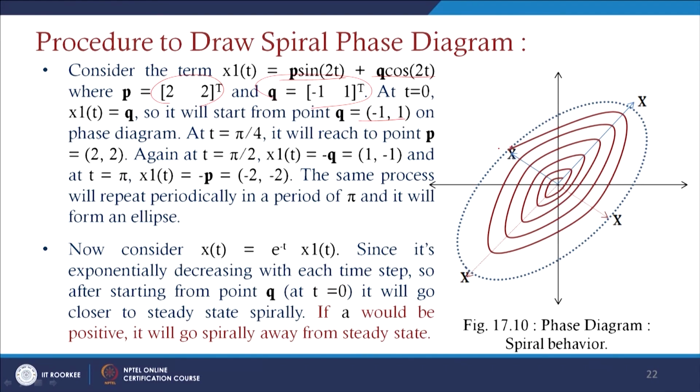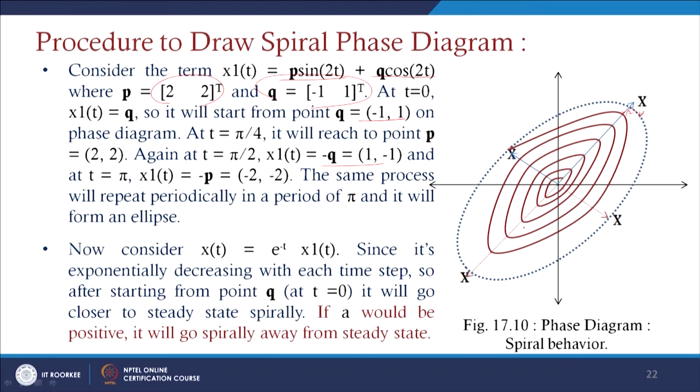At t equals pi by 4, it will reach the point p, that is (2, 2). Again at t equals pi by 2, we find x1 of t equals minus q, that is (1, -1). And at t equals pi, we again reach the point minus p. The same process repeats periodically, and finally it will form an ellipse.